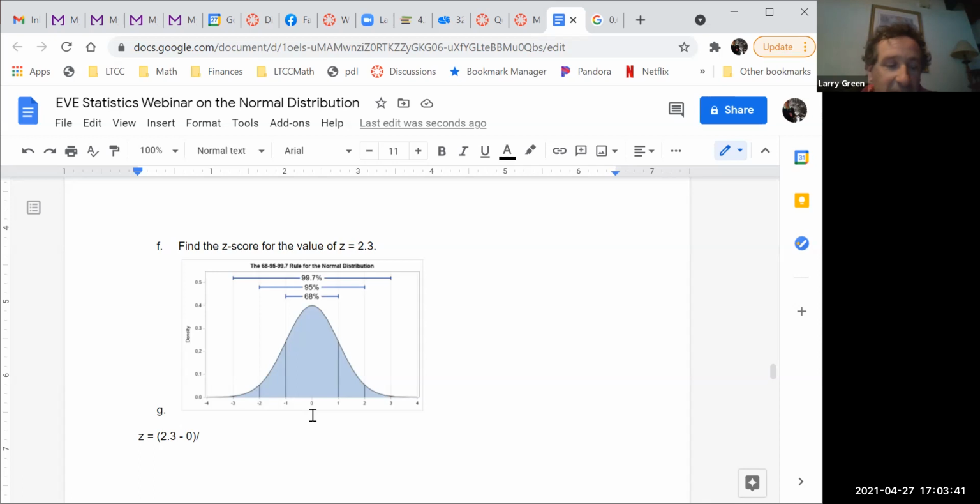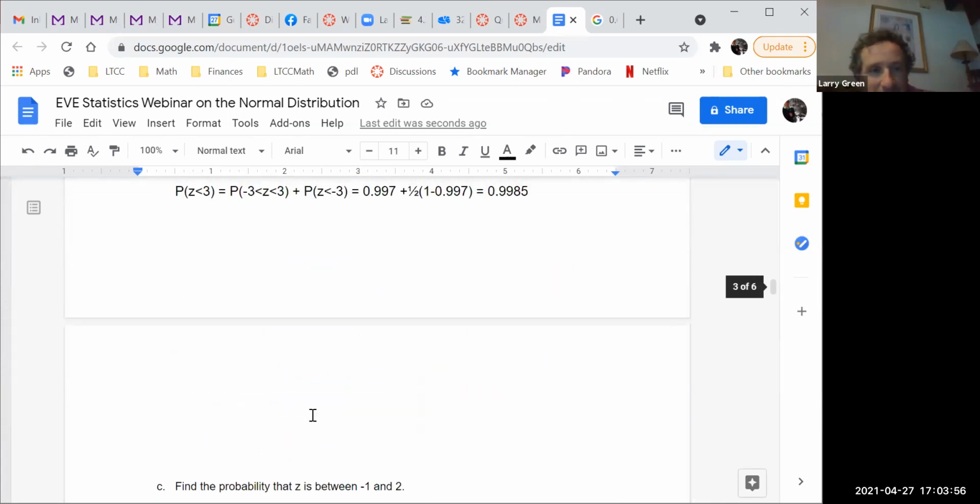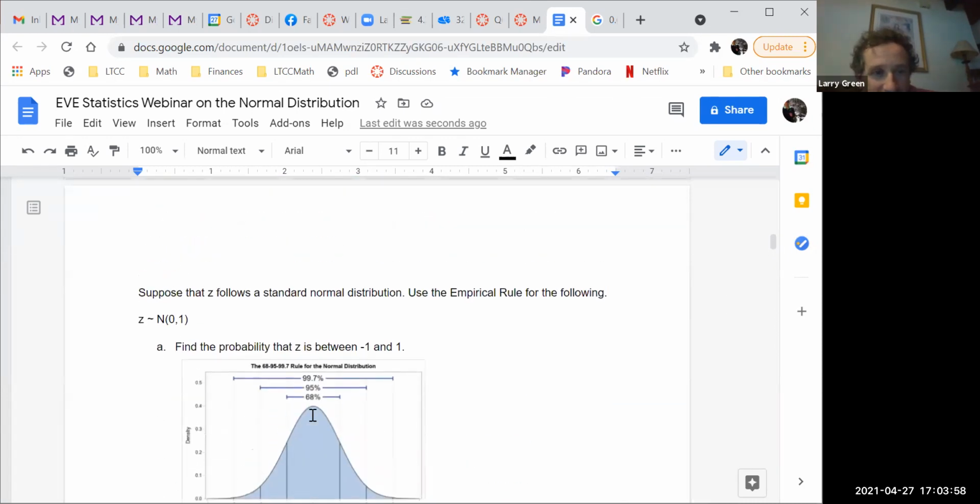So what's the standard deviation for a standard normal distribution? It's what I said at the beginning of this set of exercises. Do you remember? I'll pop it up because it was written there. What's the standard deviation for a standard normal distribution? It's 1. Z tilde N(0, 1).